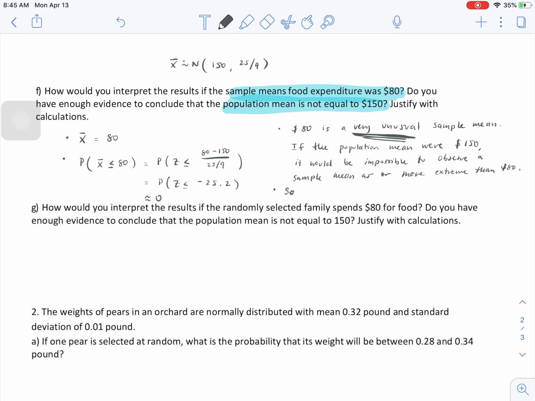So that probably means that the population mean would not be $150 in this case. In fact, it's probably lower than that.